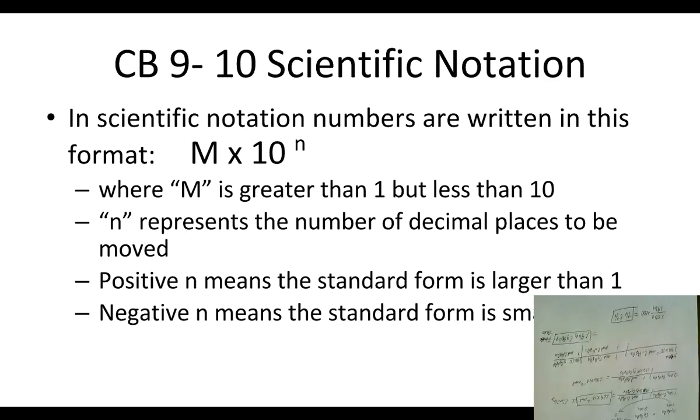Now, the power of 10, n in this case, is either going to be a positive or negative number. So it'll be a whole number. And if it's a positive number, that simply means that the number is greater than 1. But usually it's because it's a large number. And so that means we use a positive power of 10. If the power of 10 is negative, that means that it's less than 1. So these are generally considered small numbers.